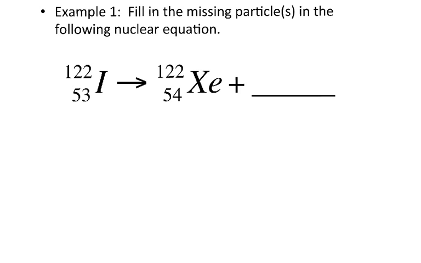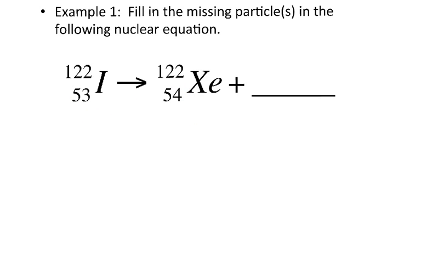We're given a partial nuclear equation, and then we have to fill in the missing piece. And the way we determine what the missing piece is, is using the mass numbers and atomic numbers. The atomic number and mass number of the missing piece have to be whatever they need to be so that the atomic numbers on the products are equal to the atomic numbers on the reactants. And the same is true for the mass numbers. So I always start with the atomic numbers.